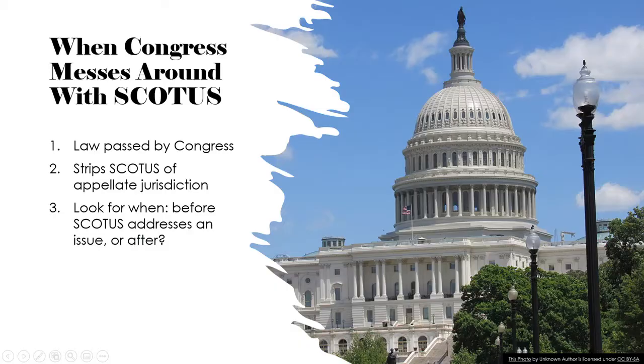Now, the third component is what's really important in one of these questions, and it's a timing thing. Did Congress take away the Supreme Court's jurisdiction? And of course, Congress can only regulate the appellate jurisdiction of the Supreme Court, right? Limit the appellate jurisdiction of the Supreme Court. Congress is not supposed to mess around with the original jurisdiction of the Supreme Court. You know that from Marbury versus Madison. So we're talking here about Congress regulating the appellate jurisdiction of the Supreme Court.